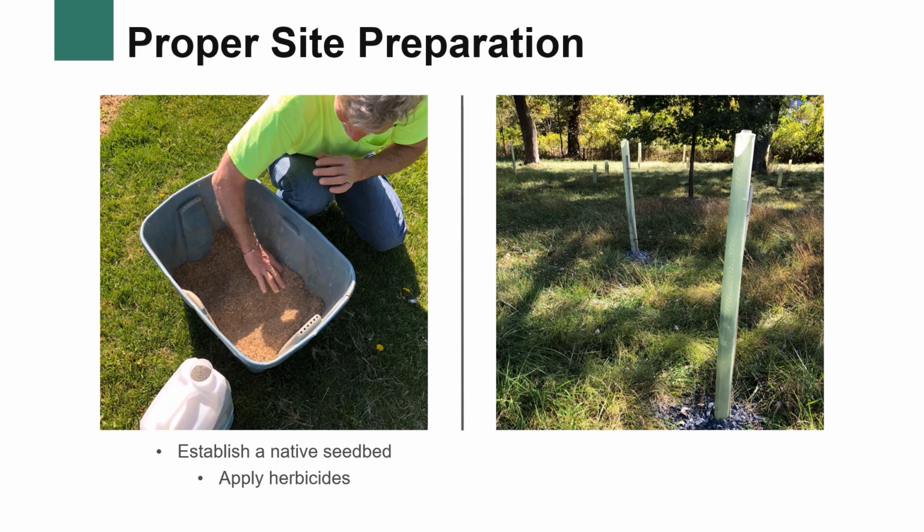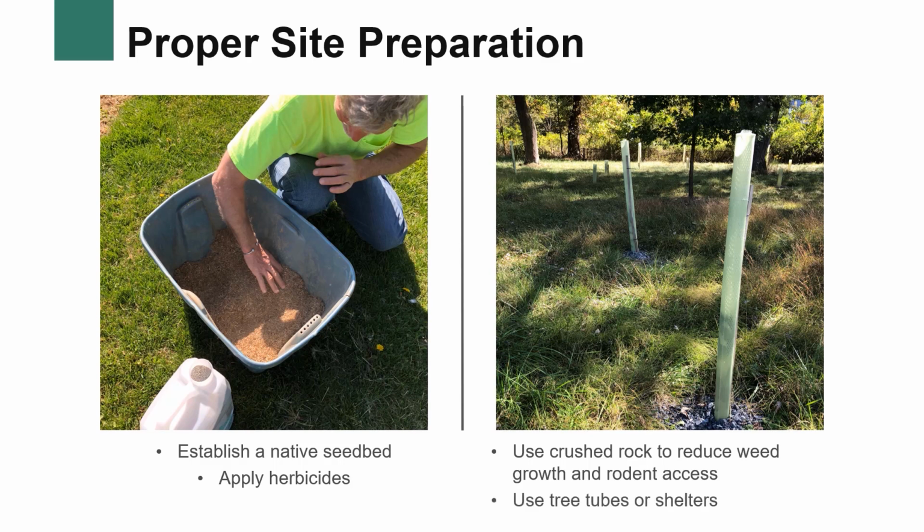Sometimes, instead of herbicide, you can also use well-graded crushed rock or other weed barriers around your trees to reduce weed growth and rodent access. Using tree tubes also gives your trees an added layer of protection. They guard small seedlings from deer browse and rodents and also make it easier to apply herbicides right up to the tree without spraying the tree itself.